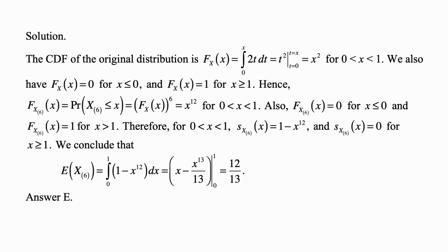Therefore, for x between 0 and 1, the survival function of the 6th order statistic is 1 minus x to the 12th, and it's 0 for x greater than or equal to 1, and of course this X6, the 6th order statistic random variable, is greater than or equal to 0 with probability 1. Therefore, we just apply the Darth Vader rule to quickly find E of X6 to be the integral from 0 to 1 of 1 minus x to the 12th dx, the integral of a survival function, and that's equal to x minus x to the 13th over 13 evaluated from 0 to 1, and that's 12 over 13, which is answer E.